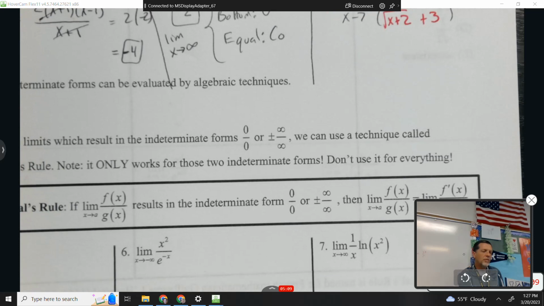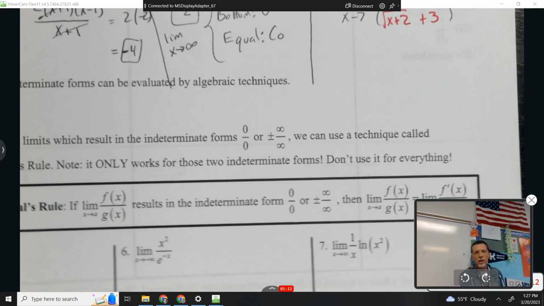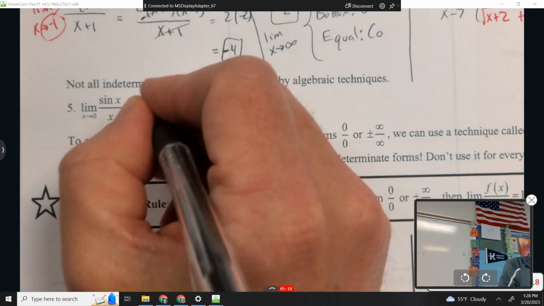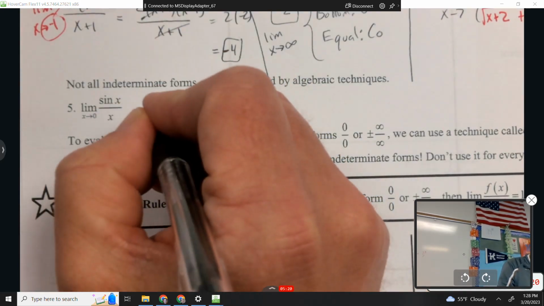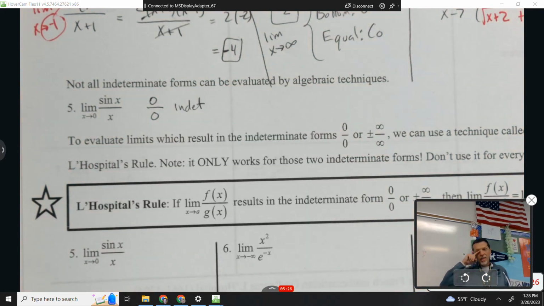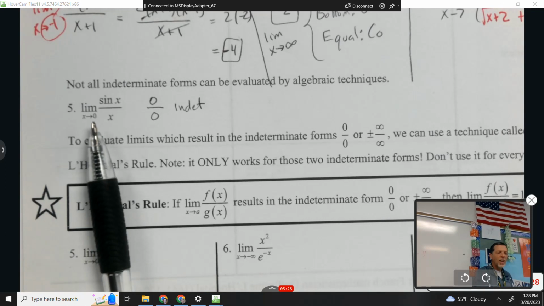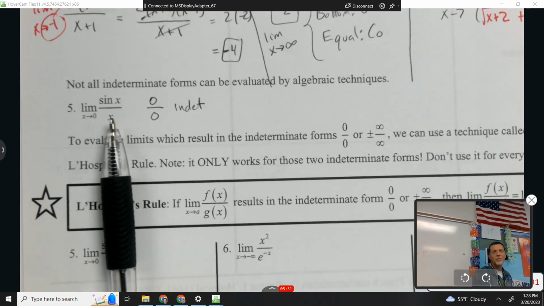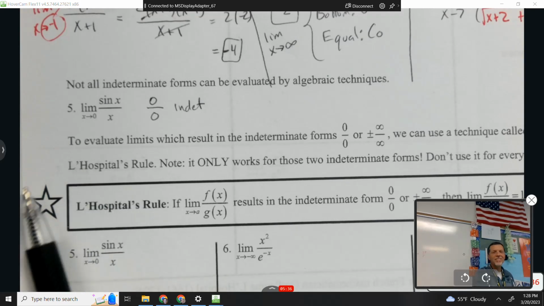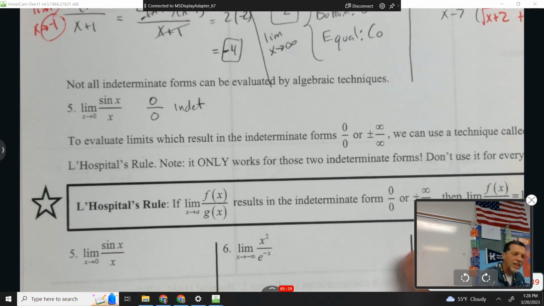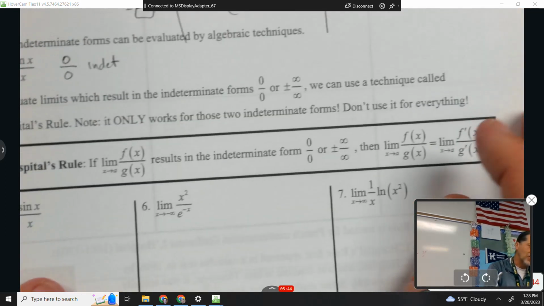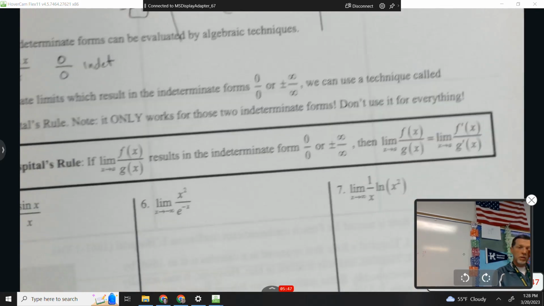Not all indeterminate forms can be evaluated by algebraic techniques, which is frustrating. So if we plug in 0 for this one, sine of 0 is 0. That's indeterminate. This is one that we are supposed to have memorized, but goodness, it's been a long time. Do you already remember what that one is? It is one. But hold that thought, because we'll do it a different way in a moment.